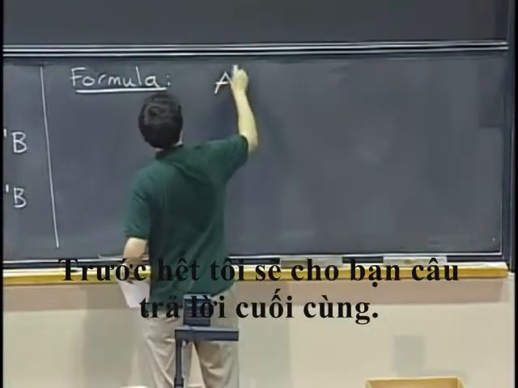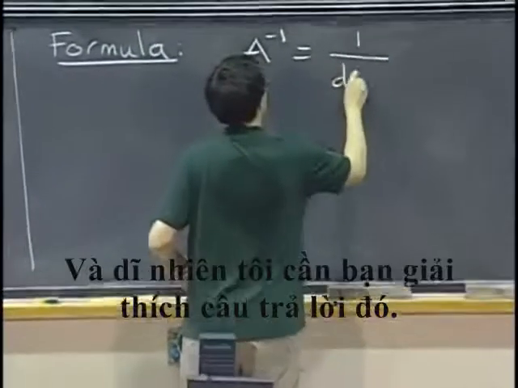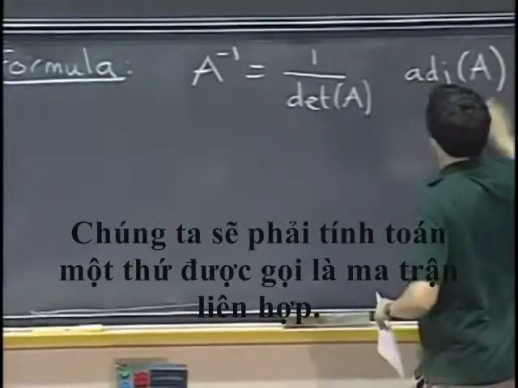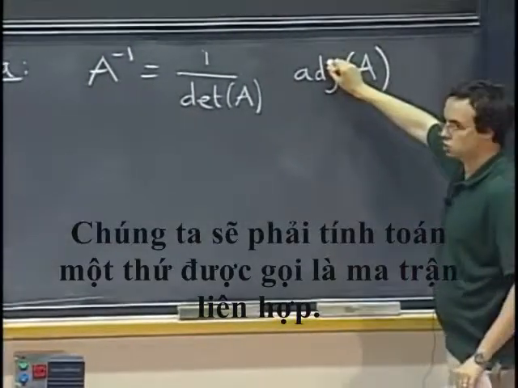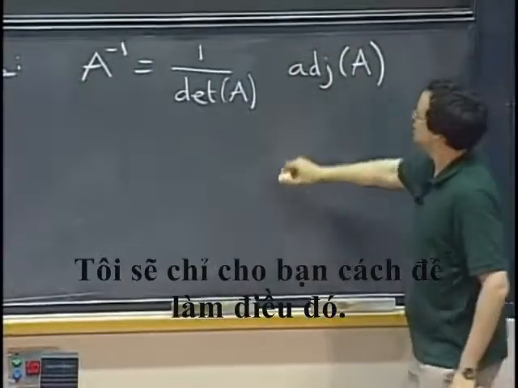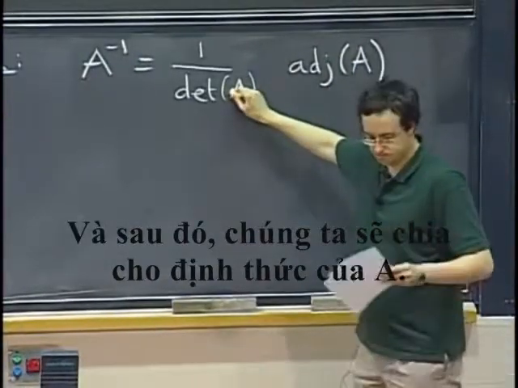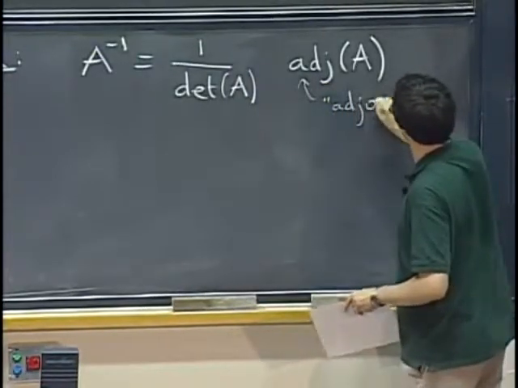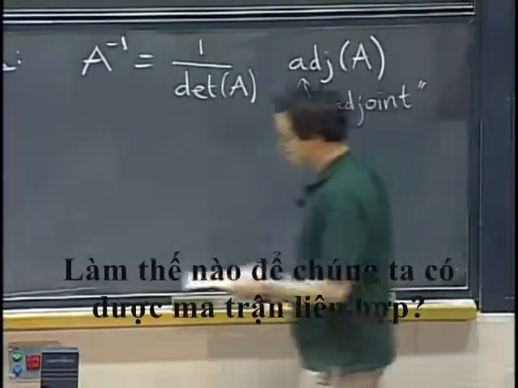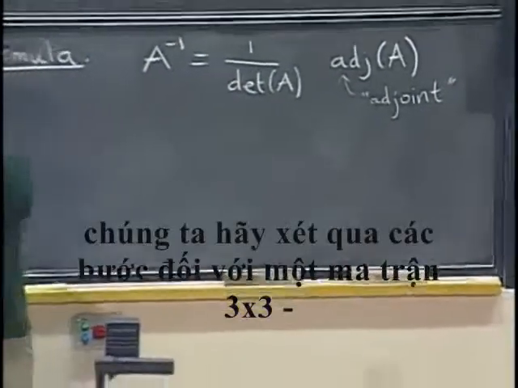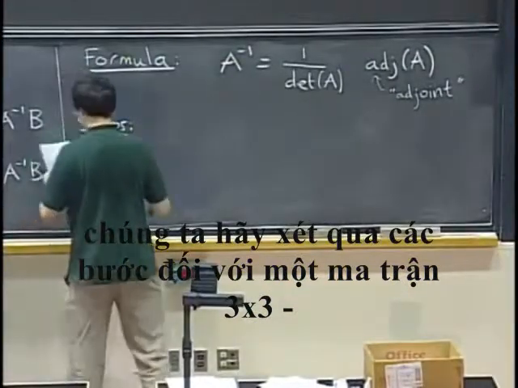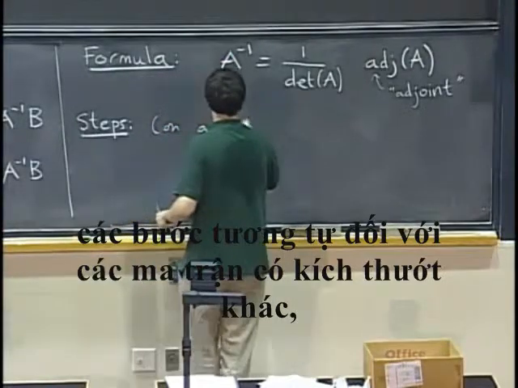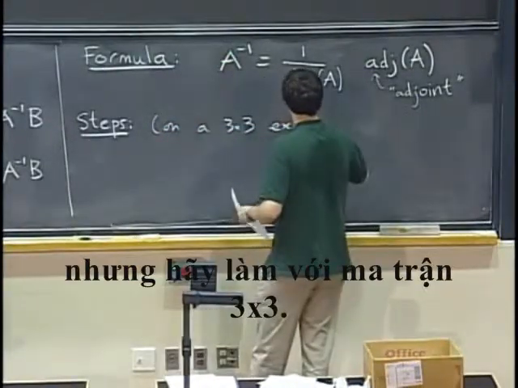First of all, I will give you the final answer. And of course, for that, I will need to explain what the answer means. We'll have to compute something called the adjoint matrix, and I will tell you how to do that. Then we'll divide by the determinant of A. So how do we get to the adjoint matrix? Let's go through the steps on a 3 by 3 example. The steps are the same no matter what the size is.